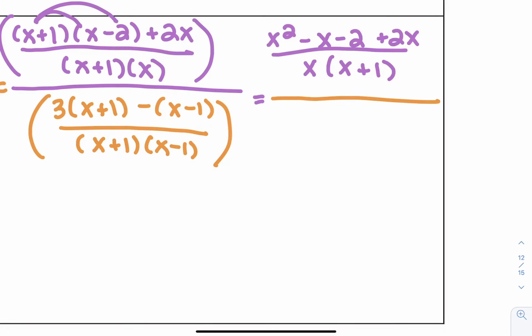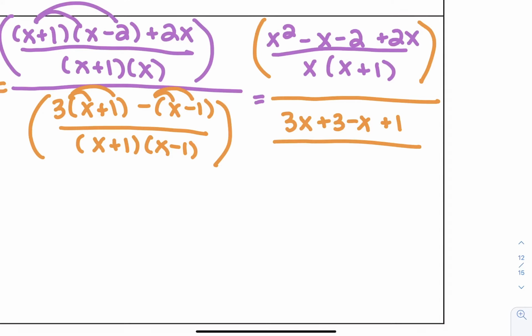Then next up, I have 3x plus 3 because I distributed. Minus x becomes minus x. Minus 1 becomes plus 1 all over x plus 1 times x minus 1.